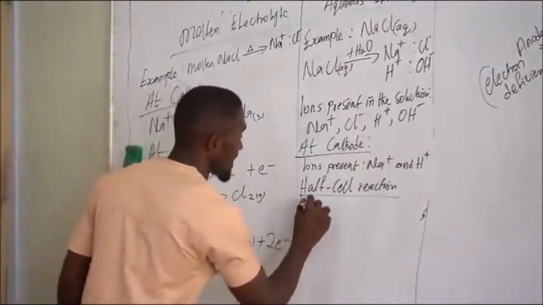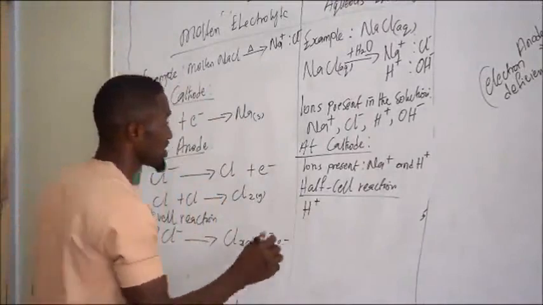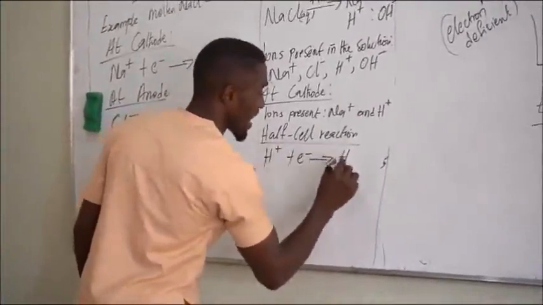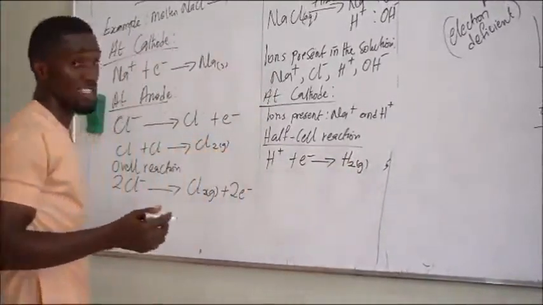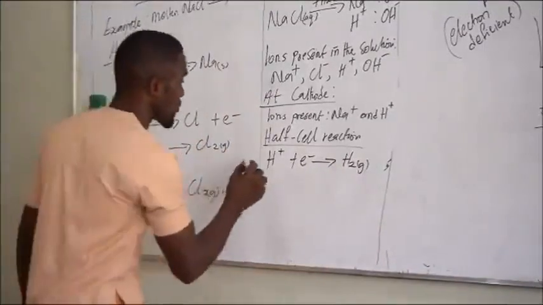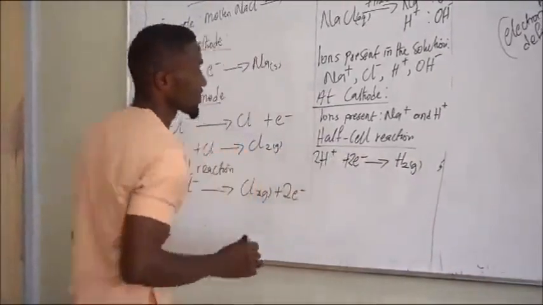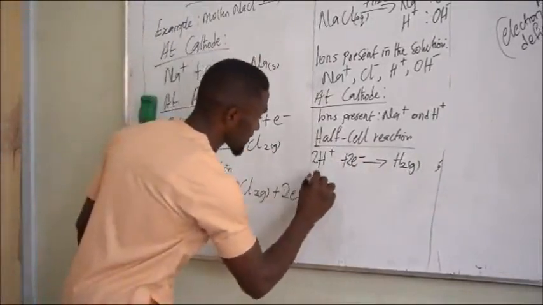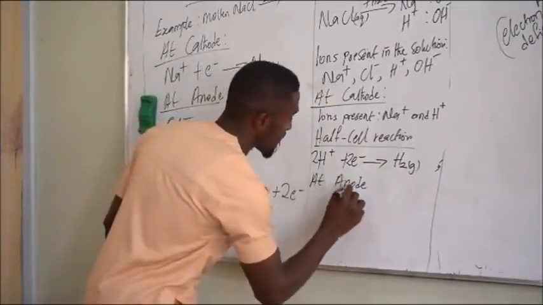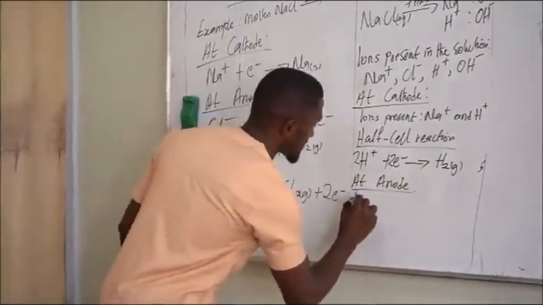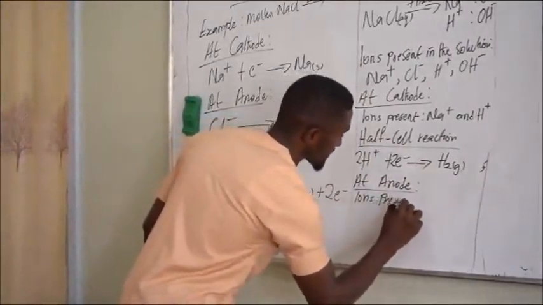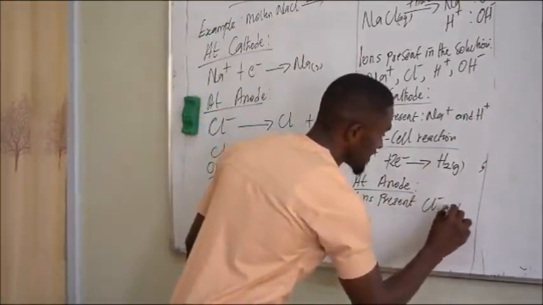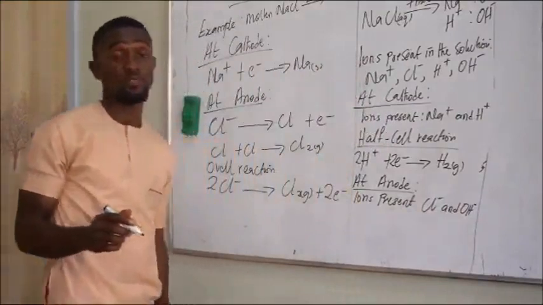So the hydrogen ion, you can still recall, we said it gains electron at the cathode to be deposited as hydrogen gas. Hydrogen exists as a gas, therefore it has to be diatomic. So you balance the equation. So this is the half cell reaction that occurs at the cathode. Then at the anode, what happens at the anode? We have the ions present. The ions present include the chloride ion and the hydroxyl ion.